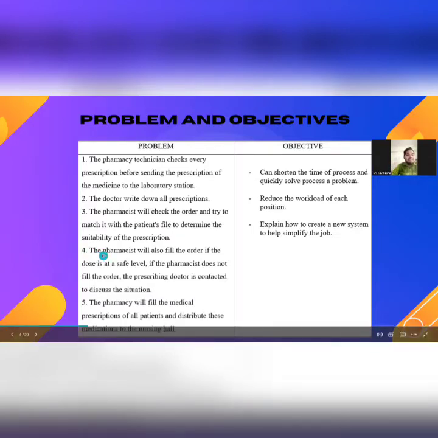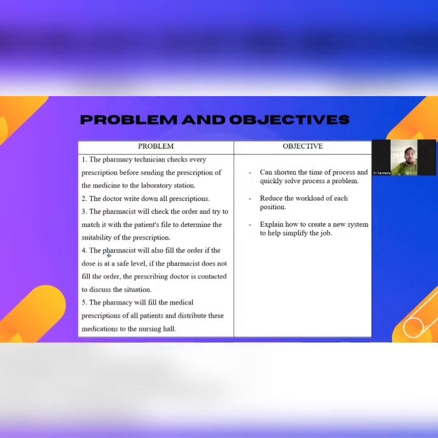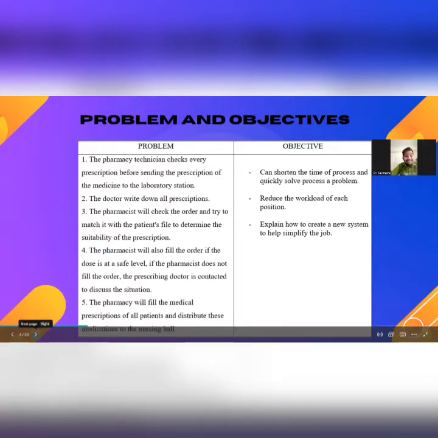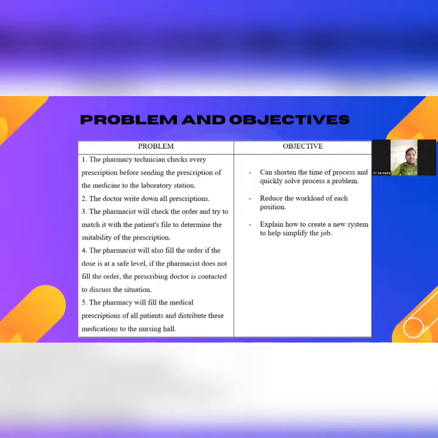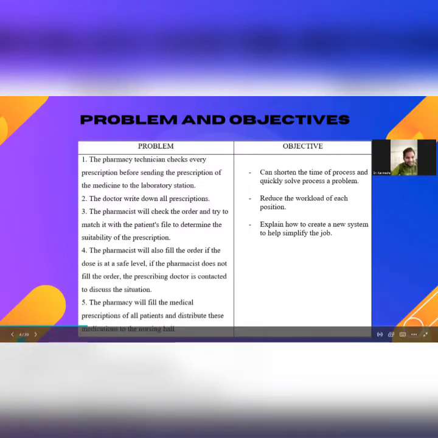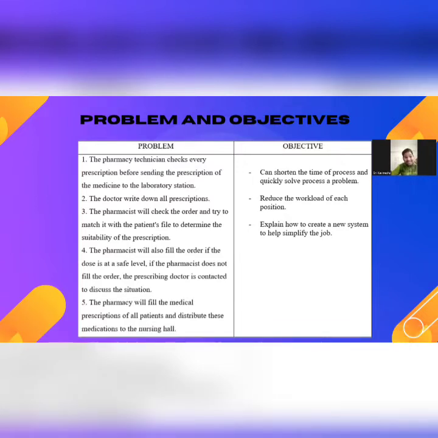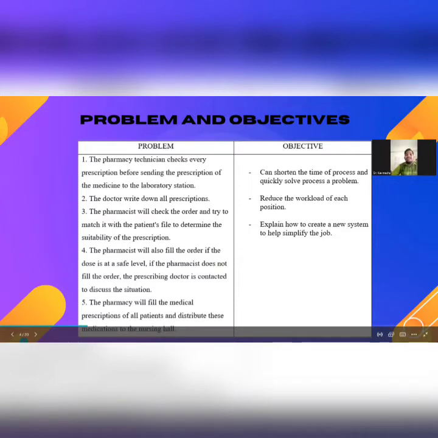The next problem is that the pharmacist will also check whether the dose is at a safe level, which will not overdose the patient, because medicines are also actually drugs, and an overdose is bad for you. If the pharmacist does not fill the order, the physician is contacted to discuss the issue, if they don't feel what the doctor gave is correct, or maybe he accidentally put the wrong amount. The pharmacy will fill the medical prescriptions of all patients and distribute the medication to the nursing hall, where they will be given their medicine.